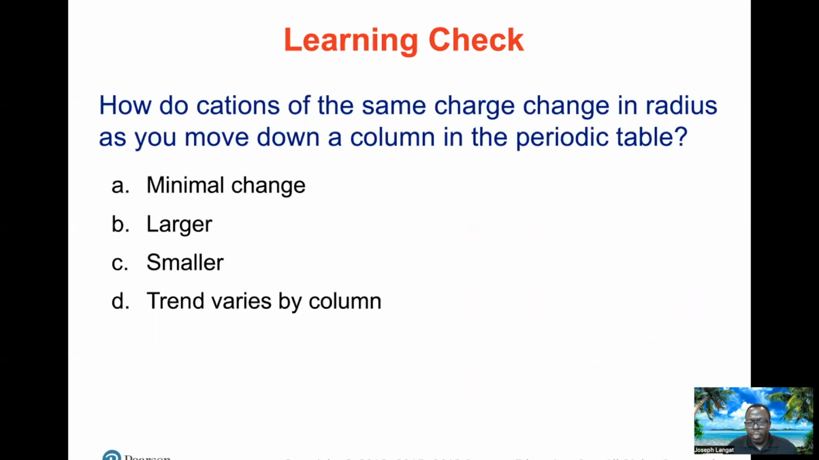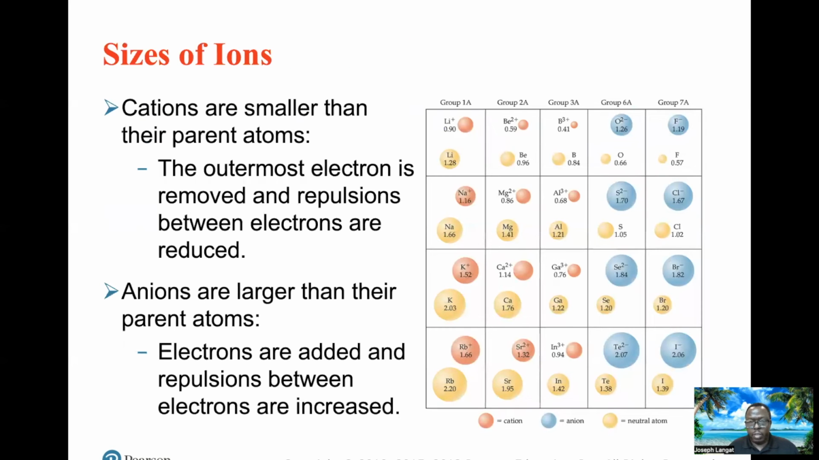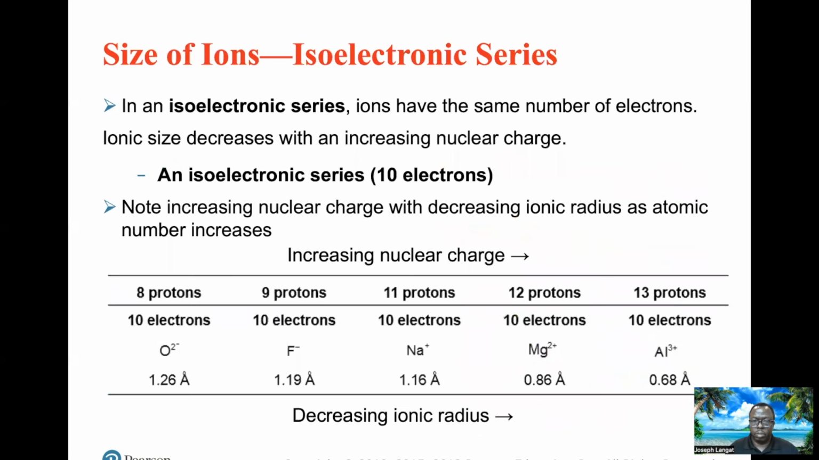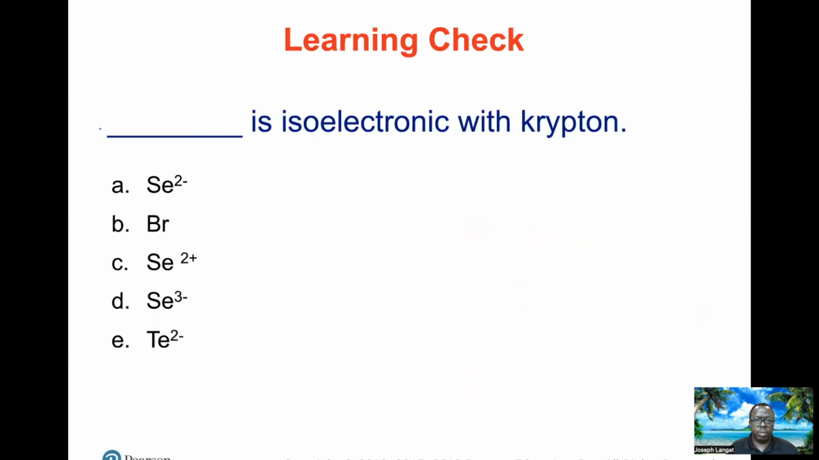You will not be given this table, by the way, but understand the trend in the nuclear charge. So B. Which of these is isoelectronic with krypton? Krypton, you have to look at the periodic table, its number is 36.